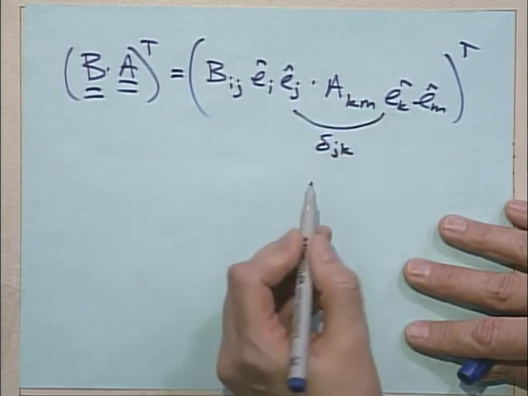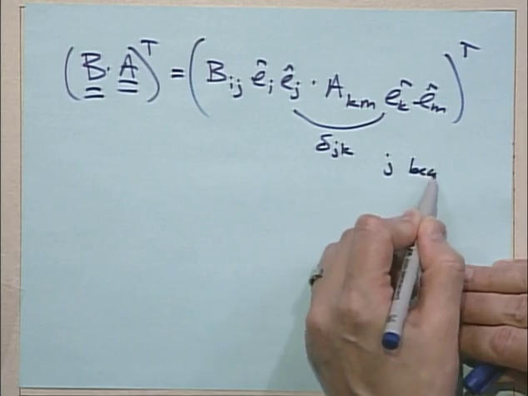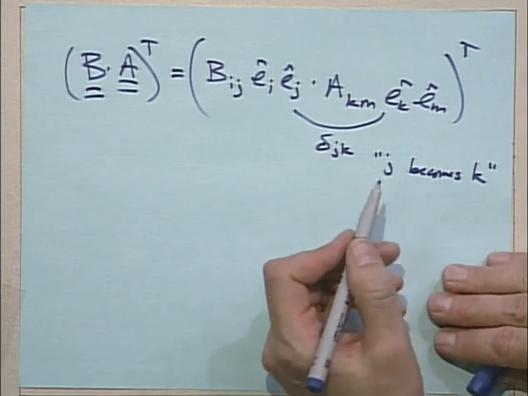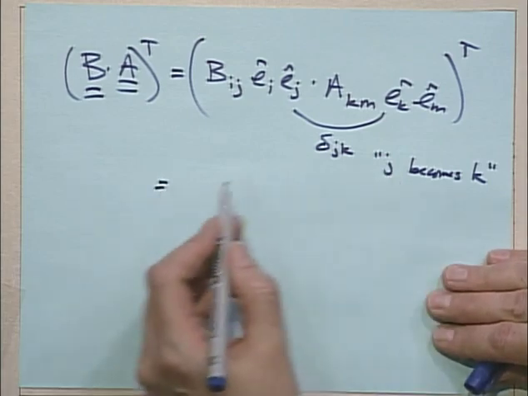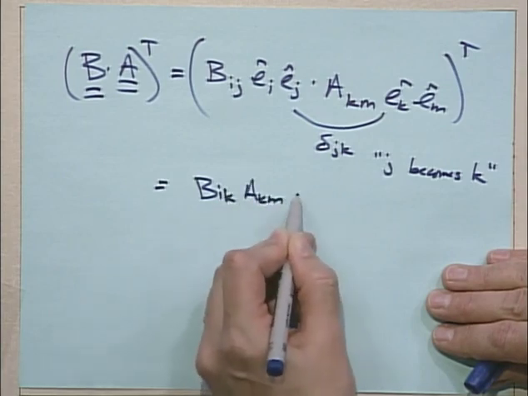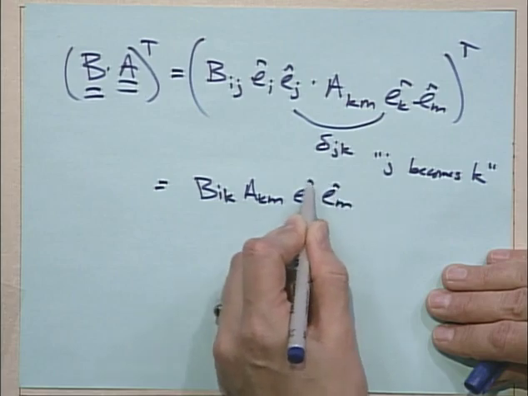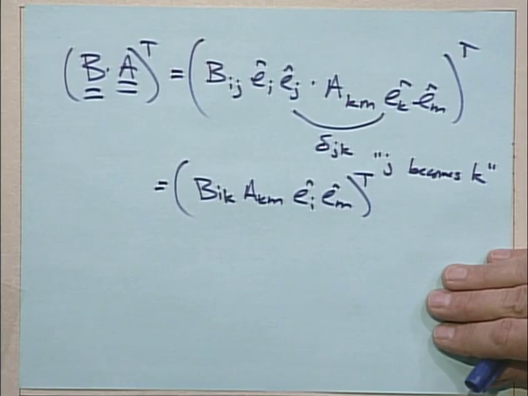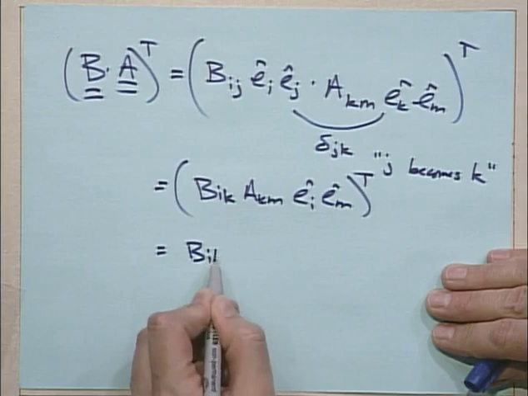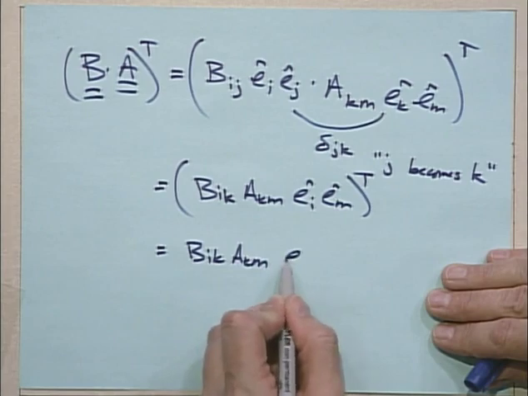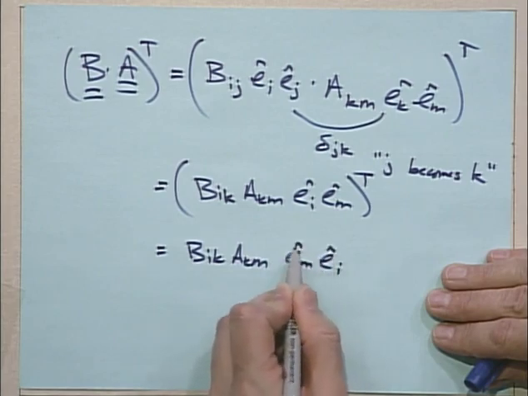Delta_jk. J becomes K. If I'm going too fast, just say slow down. I'll go slower, okay? So J becomes K: B_ik A_km, e_i stays, e_m stays. Switch the e_i and the e_m. Right, B_ik A_km. We don't transpose this; we just transpose the unit vectors. And that's the final answer.